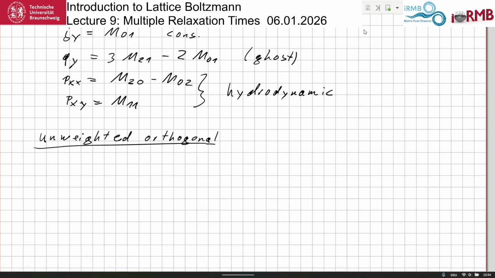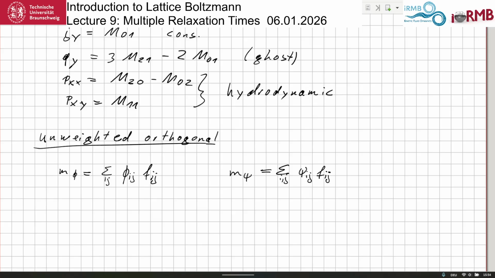Okay, unweighted orthogonality. We've already discussed this, but we are coming back to it. So we have some moment m phi that is defined, now in two dimensions, as the sum over i and j with a kernel phi ij times fij. And then there is another moment, say m psi, that's defined as the sum over i and j of a kernel psi ij times fij.